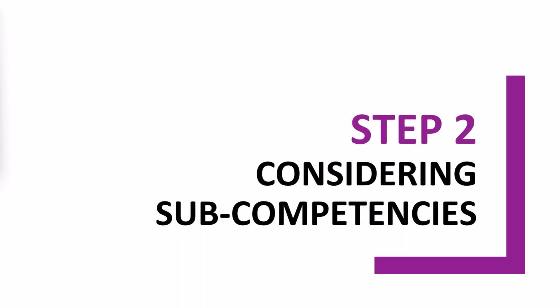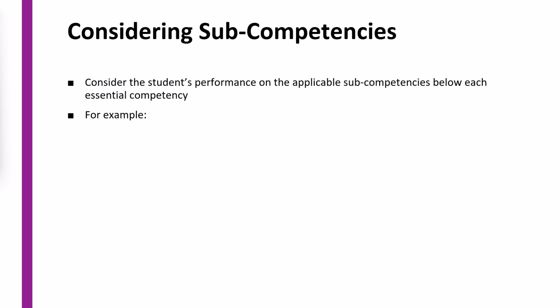When determining which rating to assign for the essential competency, the clinical educator needs to consider the student's performance on the applicable subcompetencies below each essential competency. In the ACC tool, one or more subcompetencies will be listed under each essential competency. As the clinical educator, you will consider the applicable subcompetencies listed below each essential competency to make an overall determination of the student's rating on that competency.